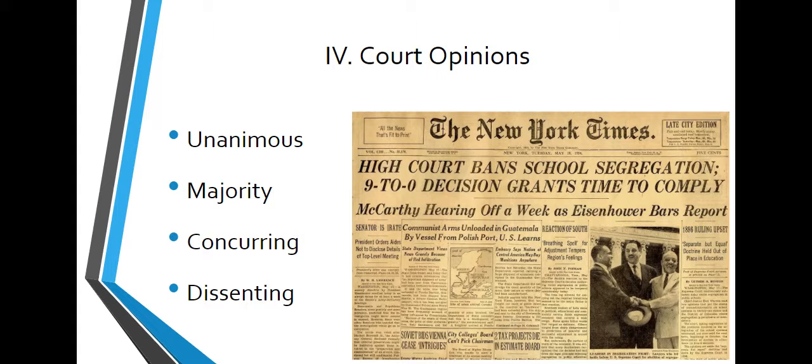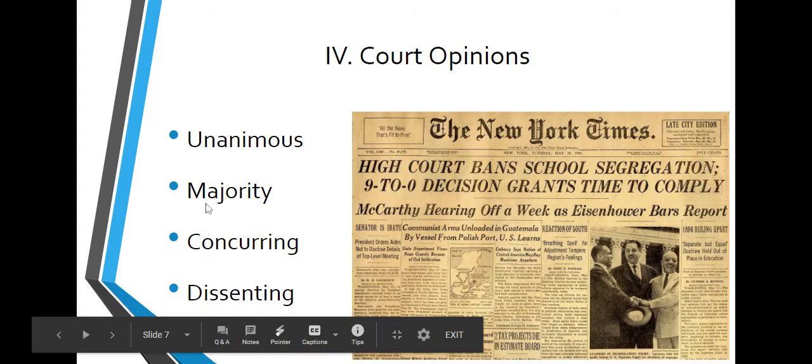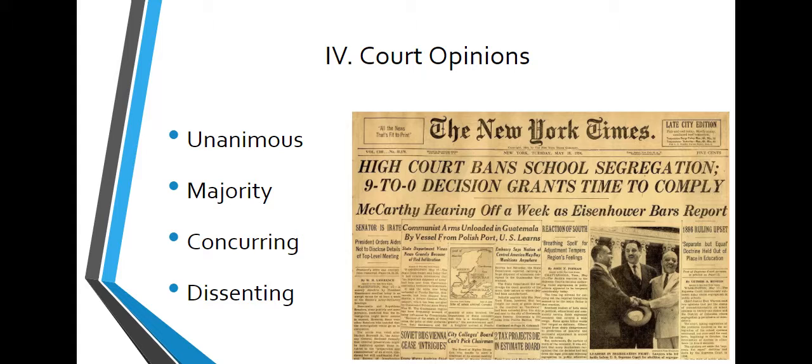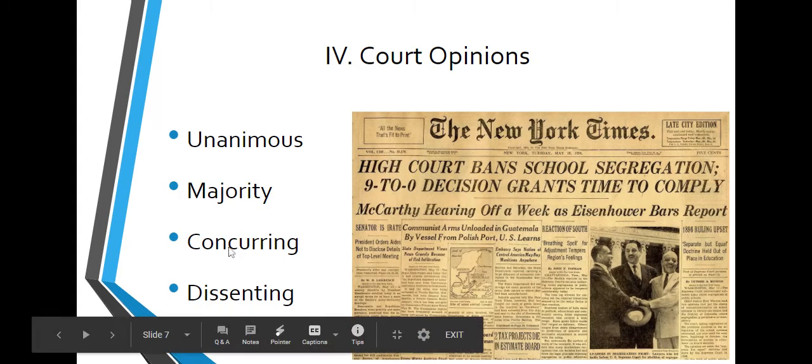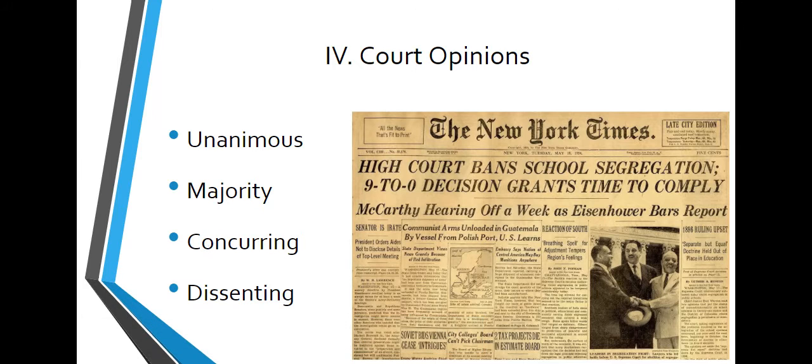It's possible for the majority to rule part of the law unconstitutional, but keep the rest. They can declare just part of the law unconstitutional, and then they can keep the rest. So it's common for that to happen and for there to be a concurring opinion where a justice says, hey, I agree with the majority that that part of the law is unconstitutional.